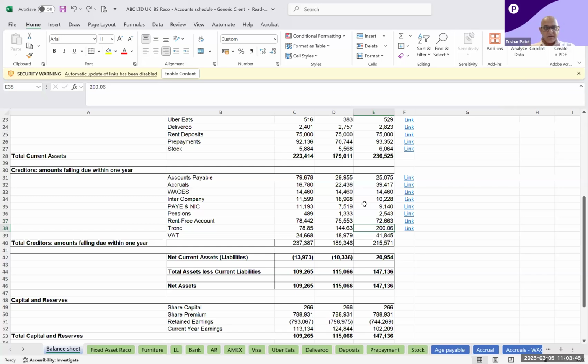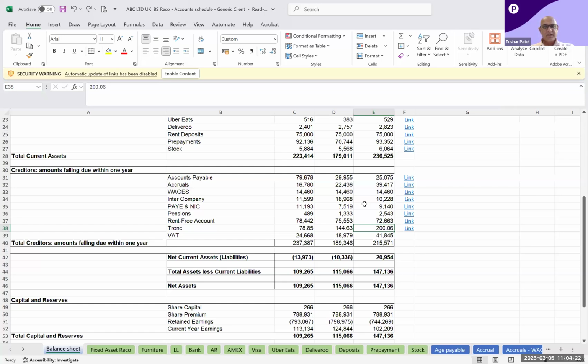The last item here in the current liabilities is the tronc. You'll know that recent legislation in the UK, and for the Middle East joiners, this is actually service charge. In the UK, it's called tronc because we have a mechanism to pay employees an amount from the service charge. The tronc legislation in the UK, as I said, changed from the 1st of October, and everything should be distributed the month following collection.